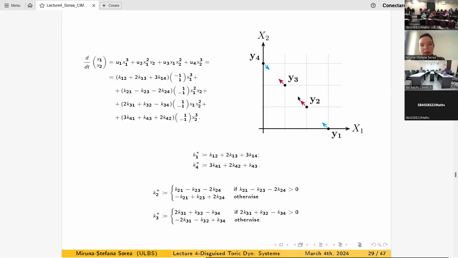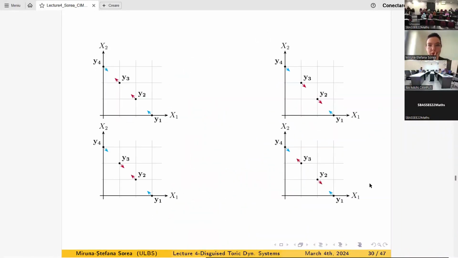So once we start this discussion of one reaction per vertex, we end up having two cases for K2 star and K3 star. We denote each of them by K star. So in the end, there are 2 by 2, 4 situations that we can see all of them in this picture. So the whole situation for this network, this is all that can happen.